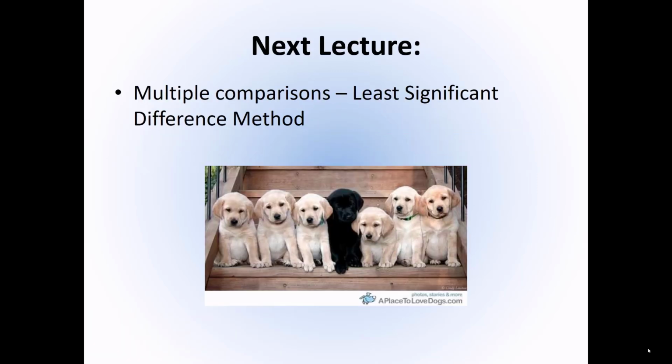Moving forward, in the next lecture, we're going to decide, once we have identified that there is a difference from at least one of the means from the others, how do we decide which of those means is different from the other from a statistical standpoint?